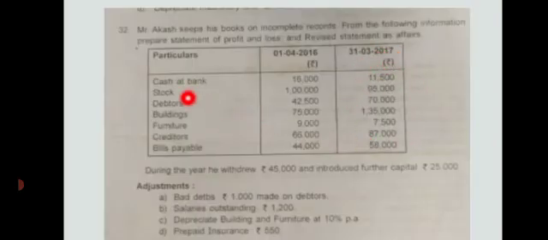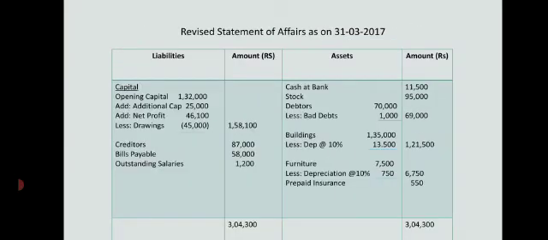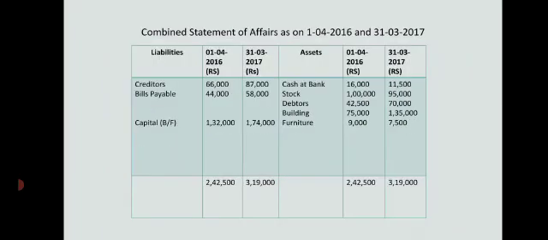So which assets? Cash at bank 11,500, stock 95,000, debtors. There is an adjustment regarding debtors, so we will take the amount in the inner column 70,000 minus bad debts 1,000. So in the outer column we will write the amount as 69,000. Then we will take buildings, inner column 1,35,000. We will deduct depreciation at the rate of 10%, 13,500, and the outer column amount is 1,21,500.